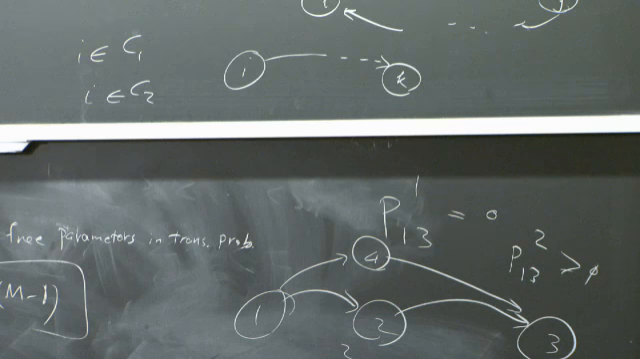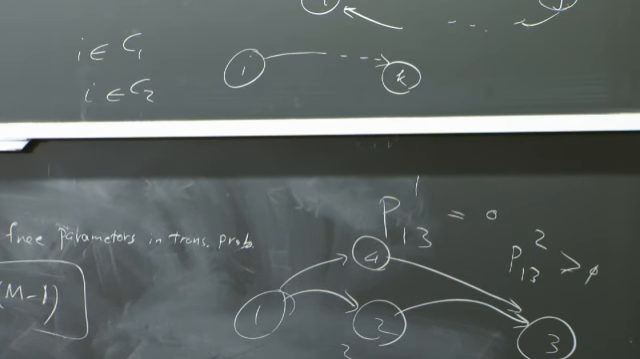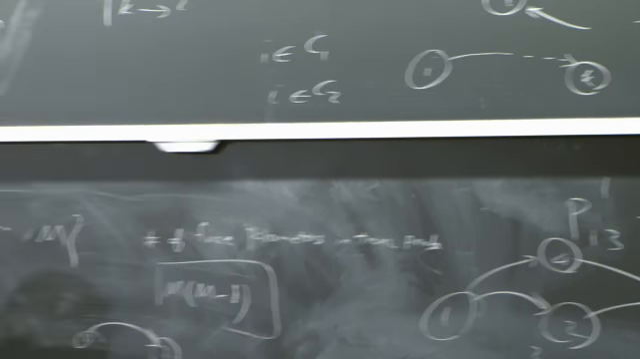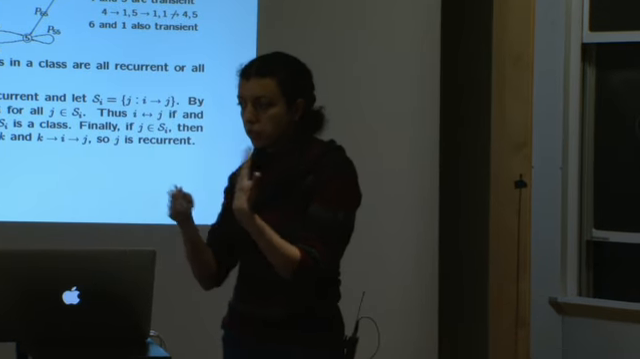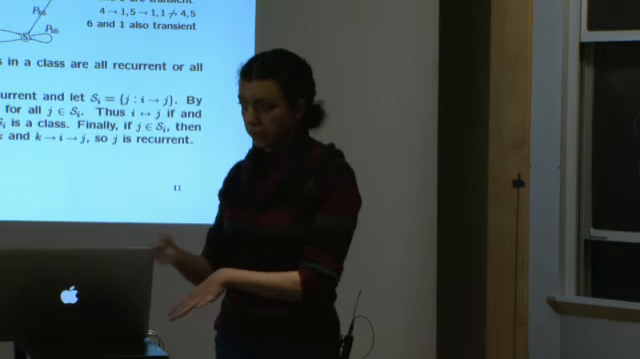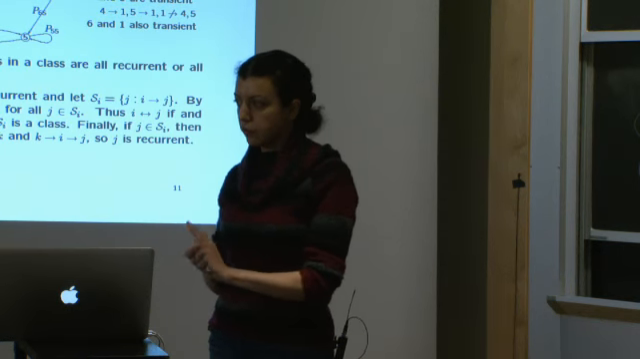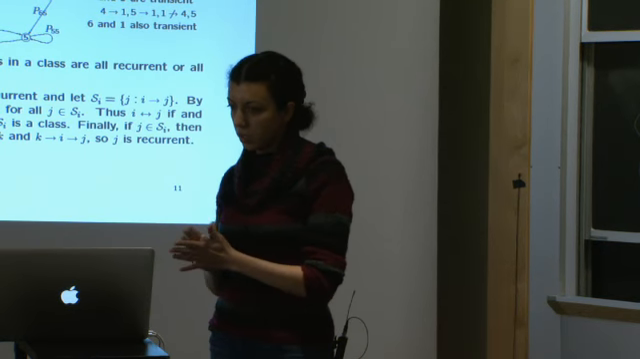Isn't the probability 1 that it'll exit and never come back? No, with some probability. So there exists some probability. So there's a positive probability that I go out of it and never come back. It's enough for the definition of transiency.